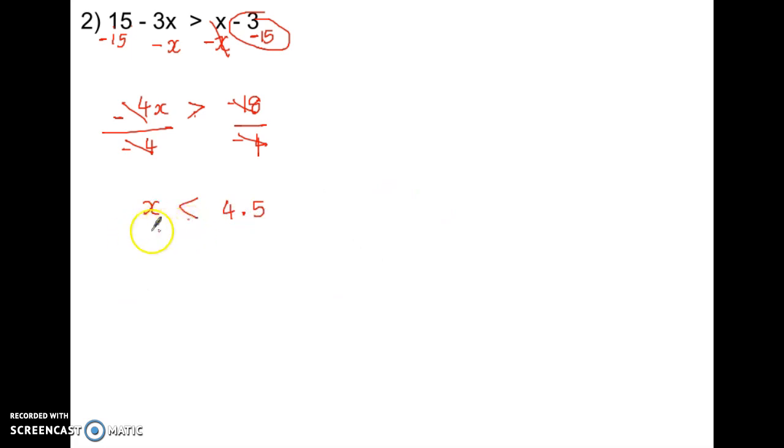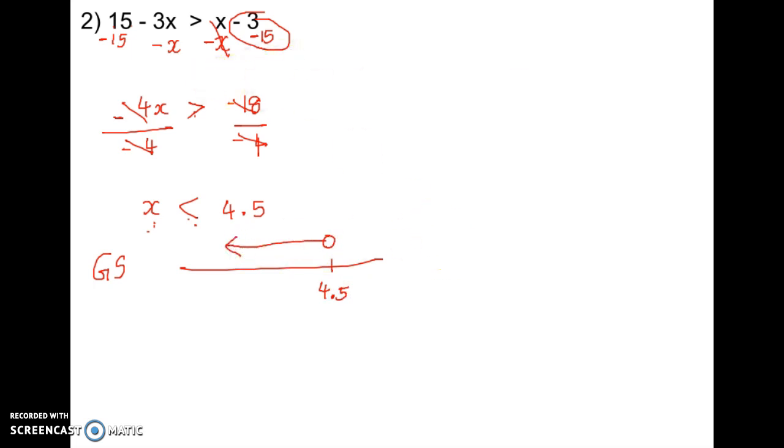So this is a general solution. General solution is a set of all x. The only condition is x must be less than 4.5. So if this is a number line and 4.5 is right there, I cannot include 4.5. It'll be all the numbers below 4.5.